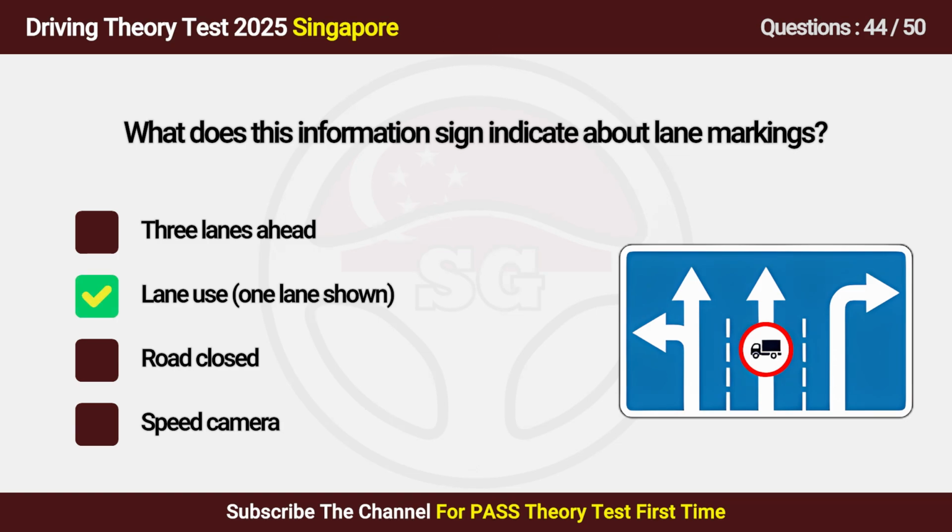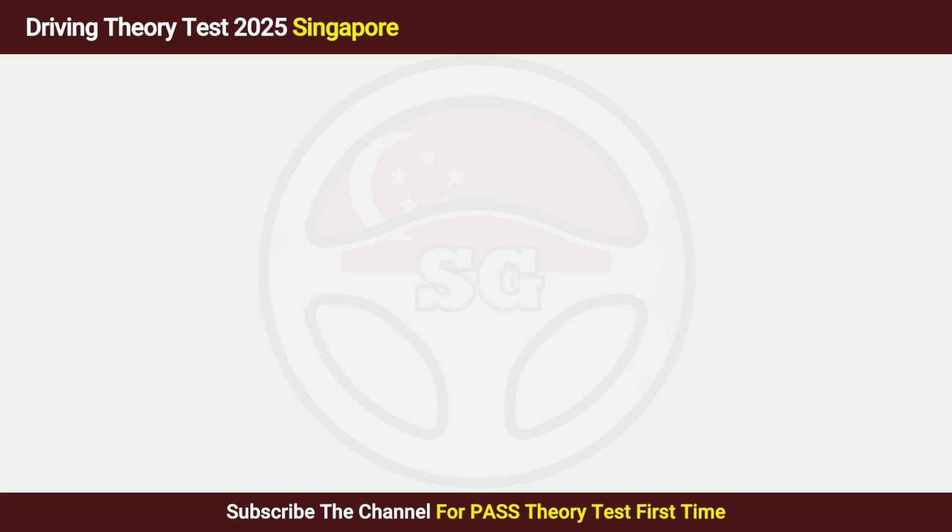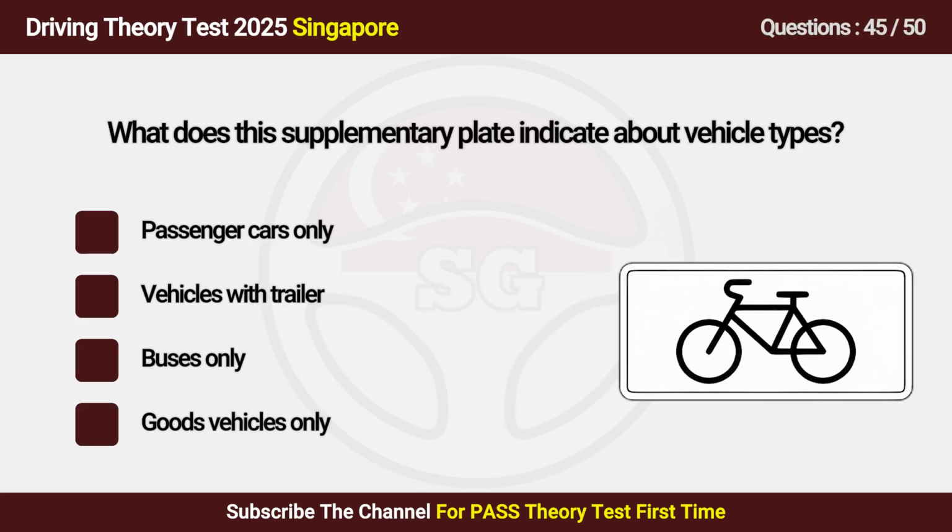Answer is B. Lane use 1 lane shown. This sign provides information on how a single lane ahead can be used, often indicating allowed turns or straight movements, helping drivers prepare for the junction. Question 45. What does this supplementary plate indicate about vehicle types? A. Passenger cars only. B. Vehicles with trailer. C. Buses only. D. Goods vehicles only.